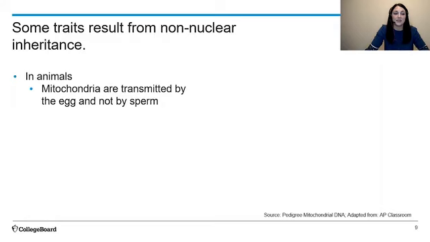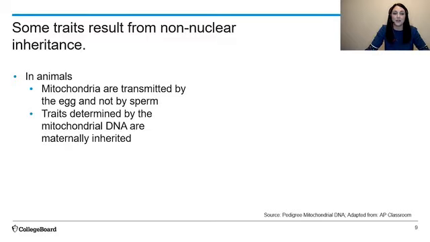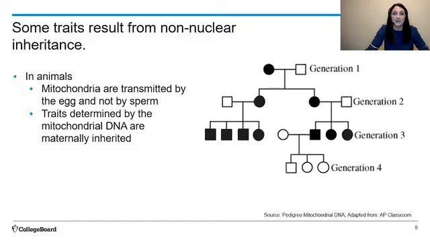Say we're looking at animals, and we know that the mitochondria are transmitted by the egg and not by the sperm. So the mitochondrial DNA that codes for certain traits are going to be maternally inherited. So if we look at that on a pedigree, it could look something like this. And you'll notice that each biological female, if she is affected and has the affected trait that's carried on the mitochondrial DNA, it will be transmitted to all of her offspring. So we see here that this biological female is affected, and so she has transmitted the trait to her offspring. Again, an affected biological female transmits it to all of her offspring.